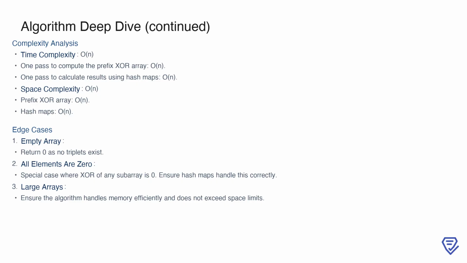When considering edge cases, we handle scenarios like an empty array by immediately returning 0, as no triplets exist. For cases where all elements are 0, the XOR of any subarray is 0, so the hash maps must be initialized to handle this correctly. Lastly, for large arrays, the algorithm's linear space and time complexity ensure it remains efficient and doesn't exceed memory limits. These factors make the solution both optimal and scalable for real-world scenarios.